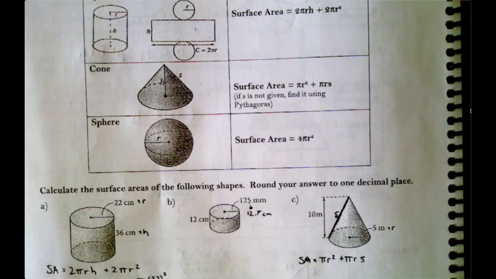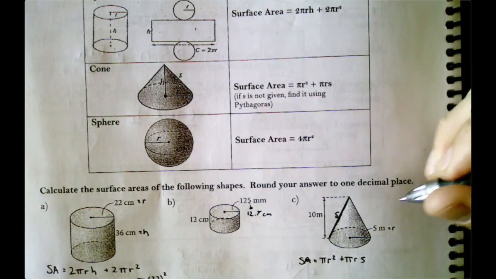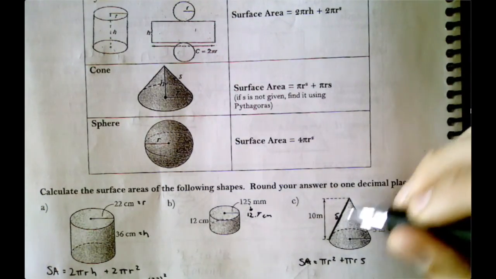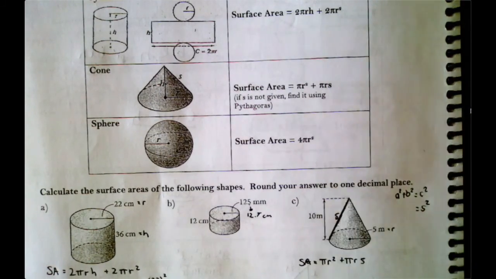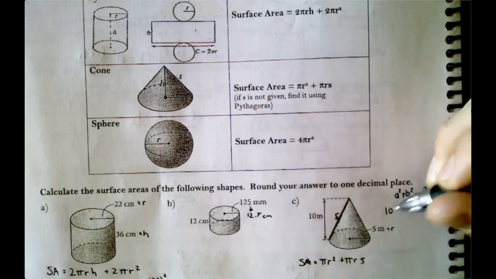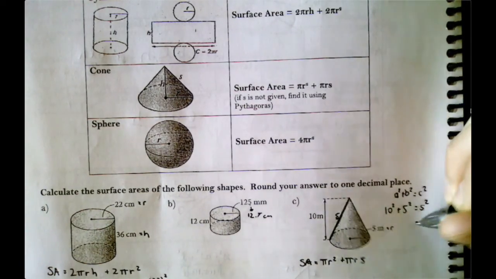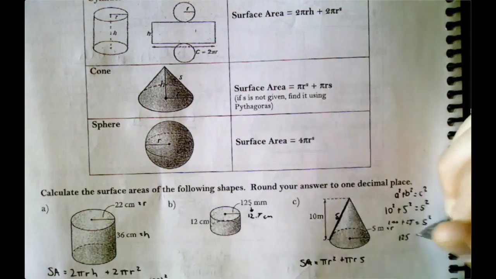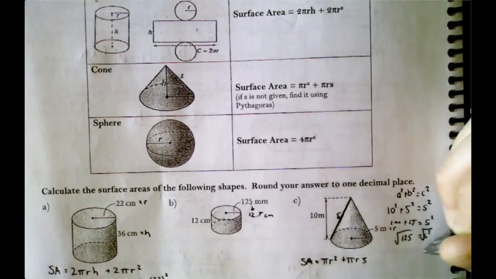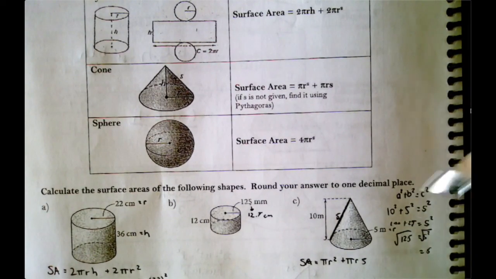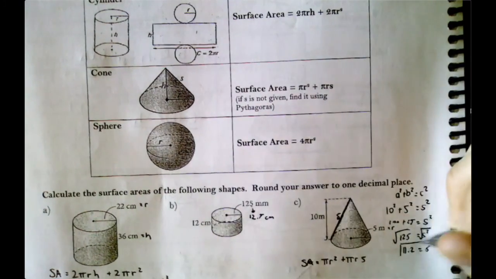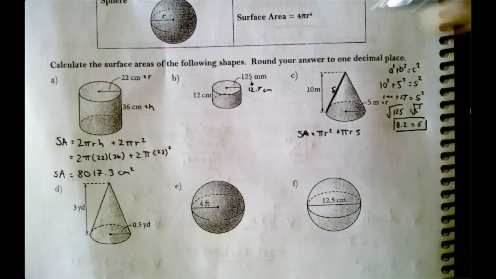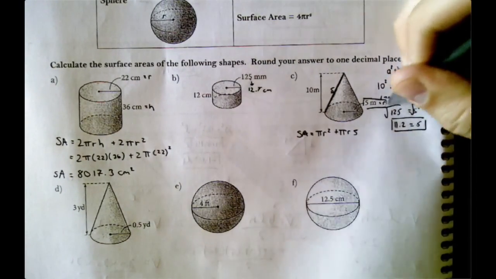Whenever we're looking for a slant, we're going to have to use the Pythagorean theorem. So off to the side, a squared plus b squared equals c squared. Our slant is our c. 10 would be our a, and 5 would be our b. So we have to do a little bit of math here. 100 plus 25 equals 125, and then the square root gives us our slant. The square root of 125 is 11.2. So now we know our slant, and we can use the equation. We've got our r, 5, and our slant, 11.2.